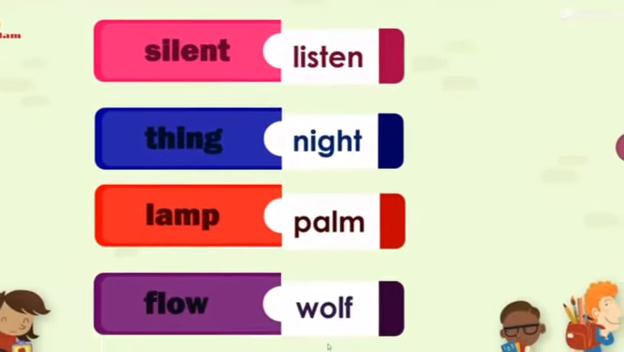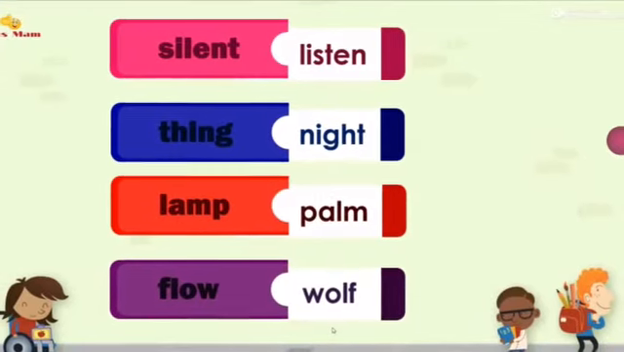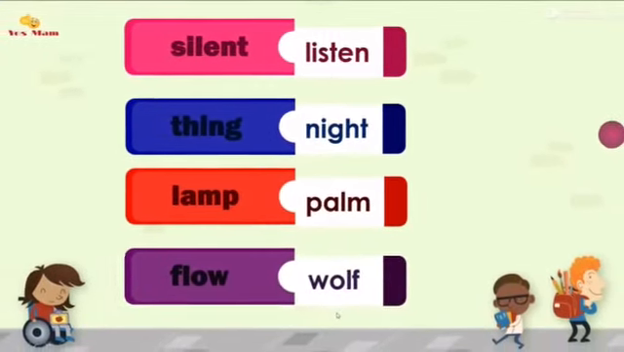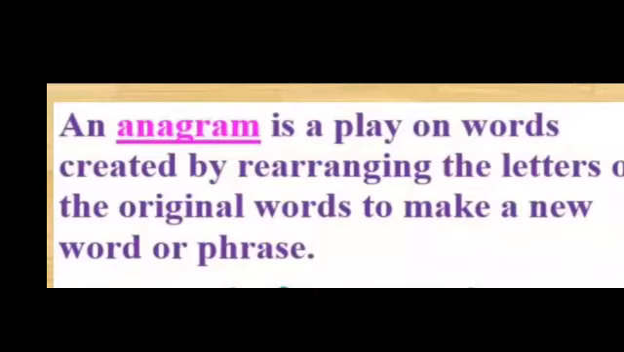Look at the next slide and find out the definition of anagram. Now, do you understand the concept? Yes, an anagram is a play on words created by rearranging the letters of the original words to make a new word or phrase. While making this, use no extra letters and no fewer letters. Same letters, but rearranging them to make a meaningful word, that is called an anagram.